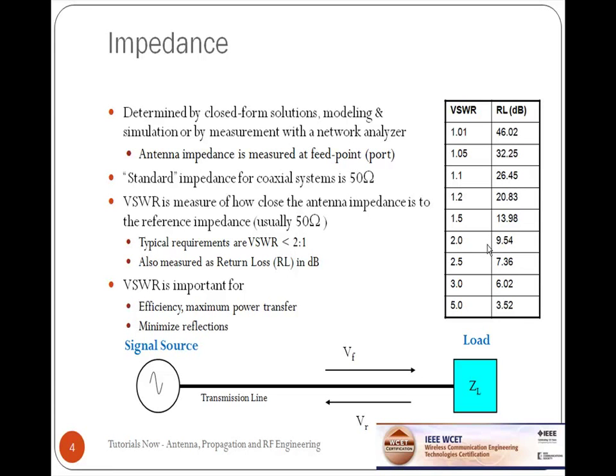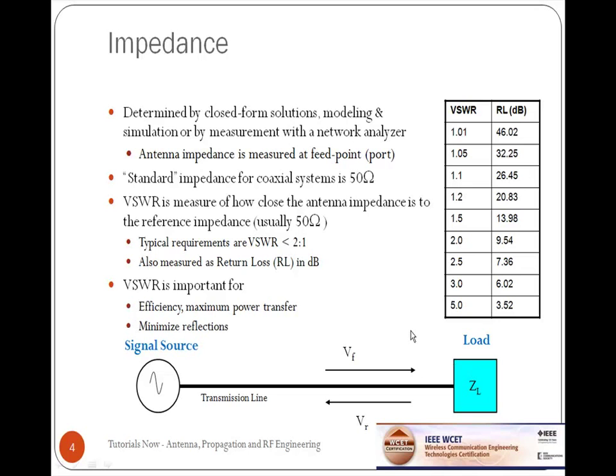VSWR is important for two reasons. If you see the pictures at the bottom, where you have a voltage source, the transmission line, and the load Z sub L, the forward voltage is going to be reflected as shown by V sub R, and that is basically a reflection of the signal source. And so VSWR is very important in minimizing the reflections shown here.